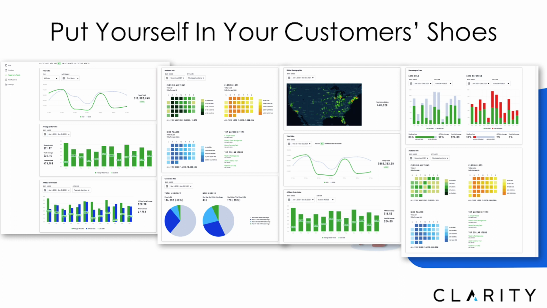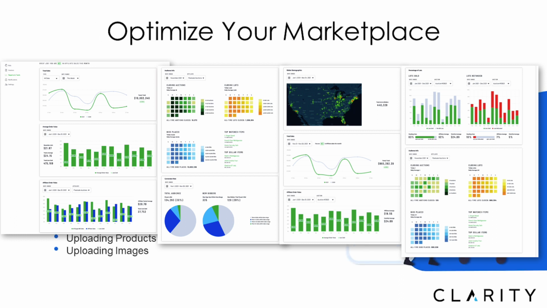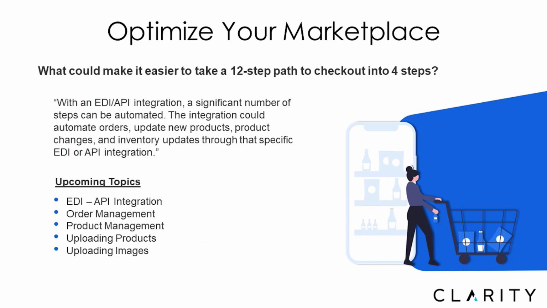But to Chris's last point, when he was talking about what could make it easier from 12-step to 4-step, the next thing we're going to talk about is EDI and API integration, right? Because that could do it very easily. Some of the other things we're going to talk about here in a minute are order management, product management, uploading products, uploading images and all that. But with an EDI or API integration, a significant amount of that can be automated, right, Chris?